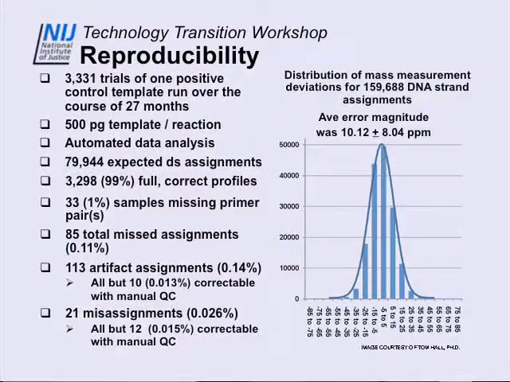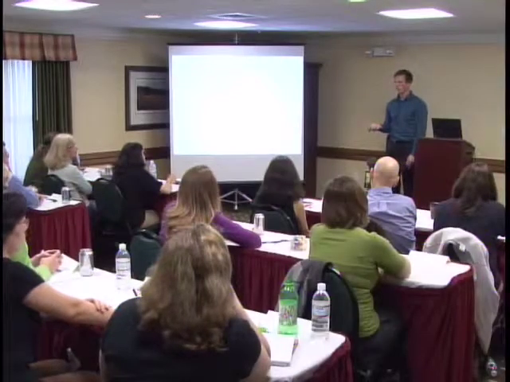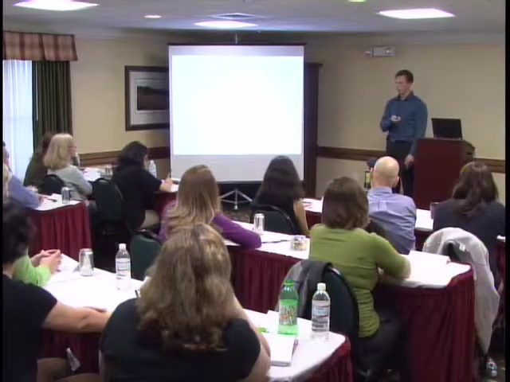We've run a pretty high number of samples so far, a little more than 3,300 trials of the exact same template over and over at the same amount per reaction. This is 500 picograms per reaction in this analysis. That's about 2 nanograms total. You can use less, you can use more. We've gone anywhere from unquantifiable to a known 37 nanograms per reaction with very little difference in output, at least visually.